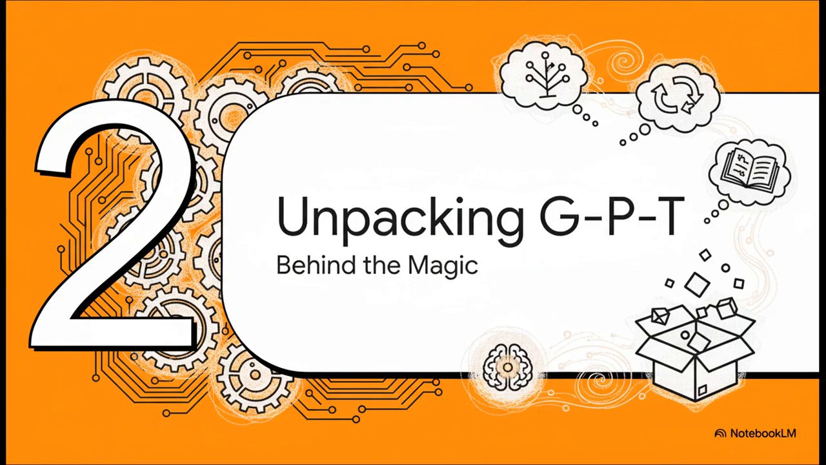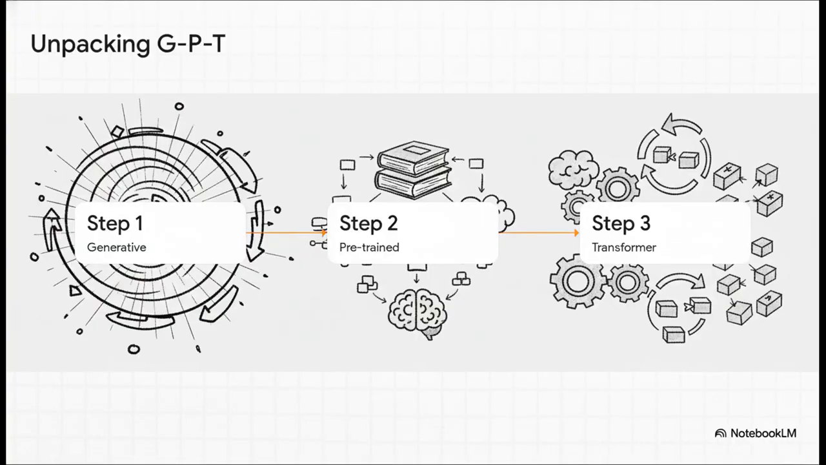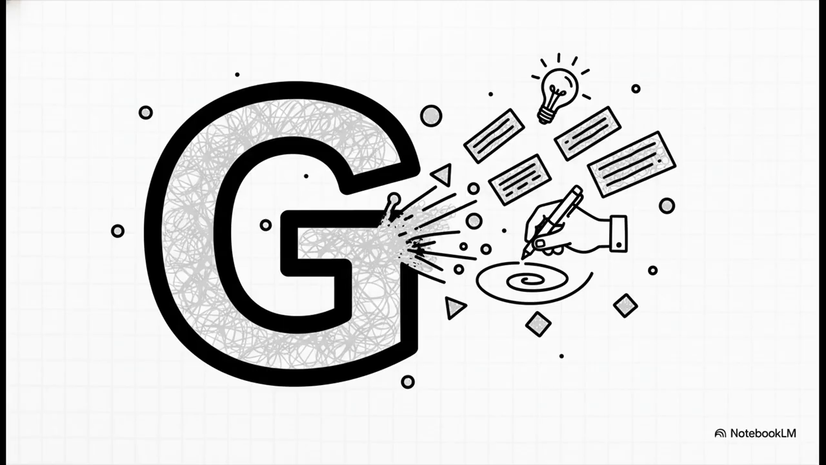So let's unpack that GPT. These three words are the key to everything. They're not just random letters. They literally describe how this amazing technology works. We're going to tackle them one by one. First, generative, then pre-trained, and finally, transformer. Ready? Let's go.